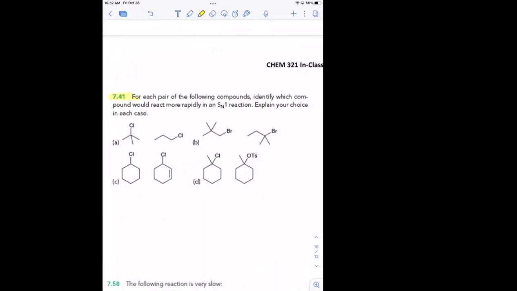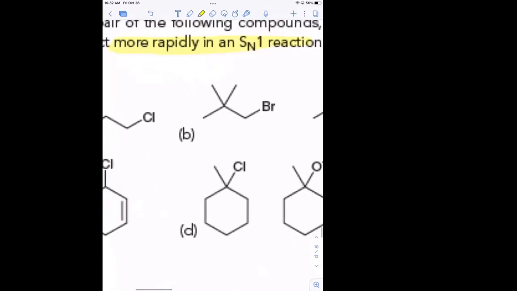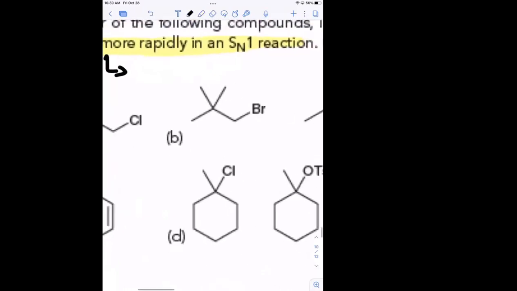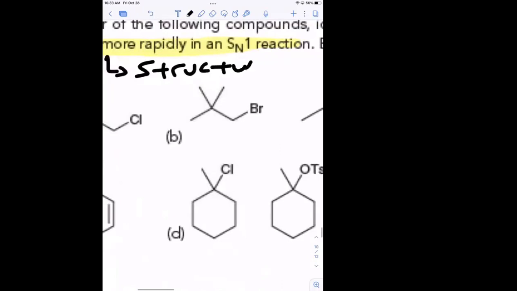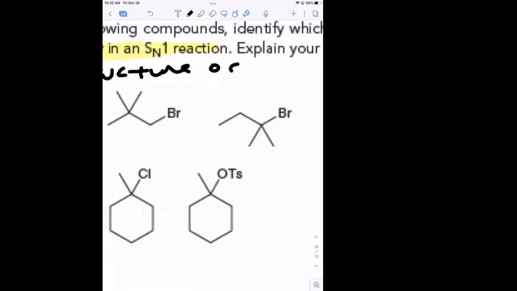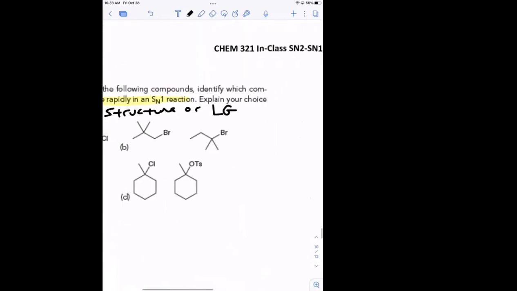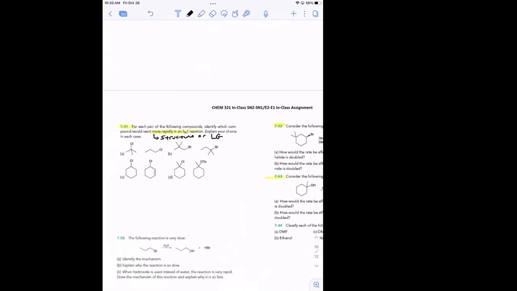it says for each pair, identify which will react more rapidly in an SN1 reaction. So what we're going to be comparing in each example is either the structure of the substrate, whether it's secondary, primary, tertiary, or allylic, and we're going to be comparing leaving groups. Because there's no solvent indicated, it's understood to be a protic solvent because it's telling us that it's SN1. So you look at that structure and leaving group. That's what you're comparing, structure or leaving group.